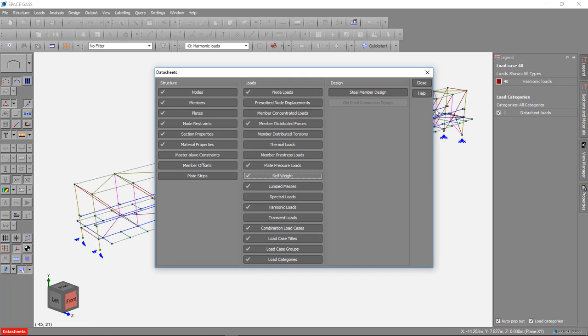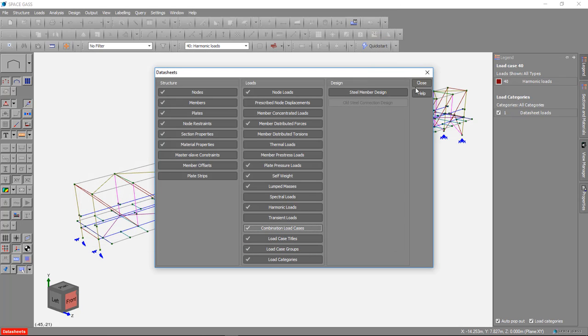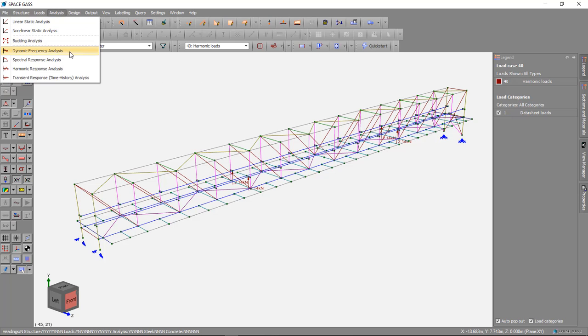So we'll close that. We've created a combination load case. This is number 90 that we're actually analyzing as our mass load case. That's a combination of the self-mass and then those lump masses from load case 96 and 97. So let's do the dynamic frequency analysis.